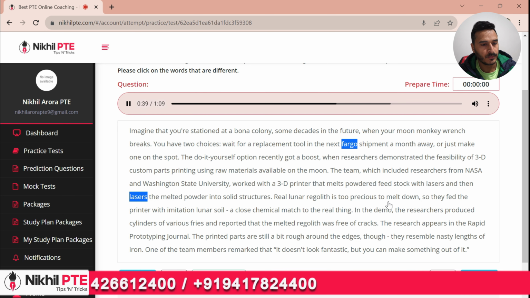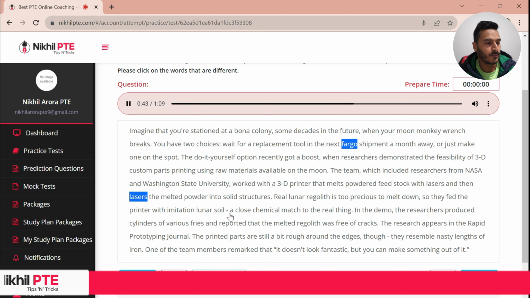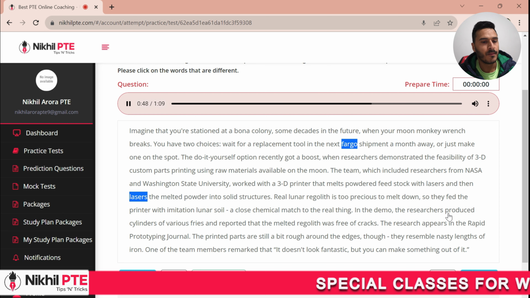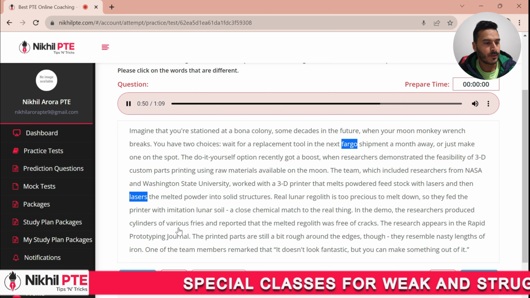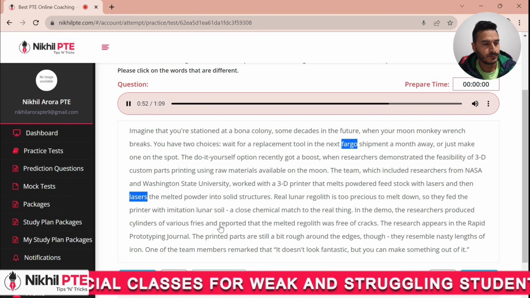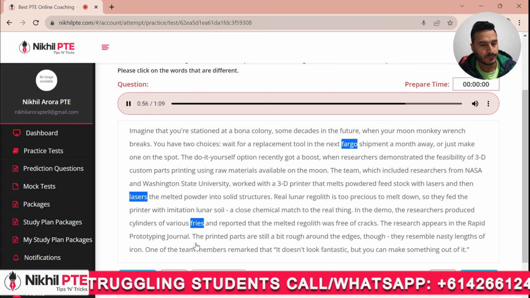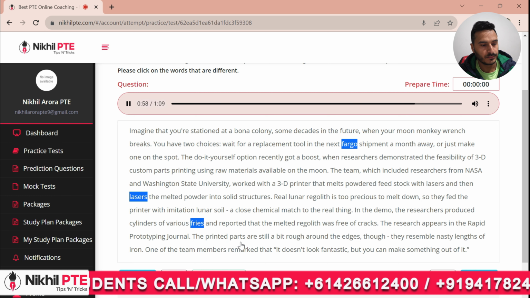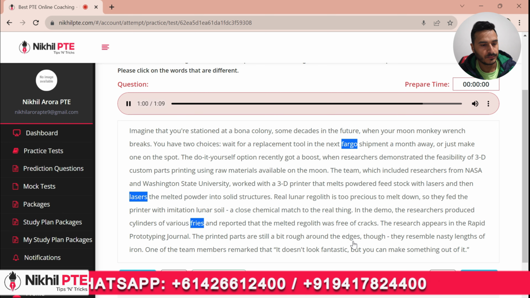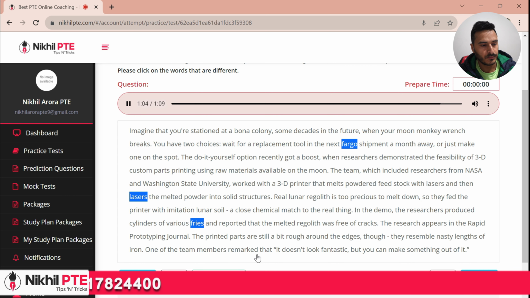Real lunar regolith is too precious to melt down, so they fed the printer with imitation lunar soil, a close chemical match to the real thing. In the demo, the researchers produced cylinders of various sizes and reported that the melted regolith was free of cracks. The research appears in the Rapid Prototyping Journal. The printed parts are still a bit rough around the edges, though. They resemble rusty lengths of iron. One of the team members remarked that it doesn't look fantastic, but you can make something out of it.